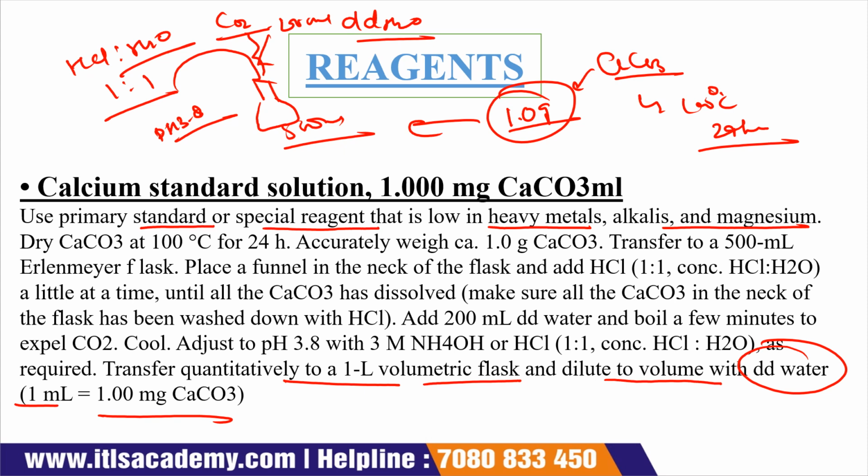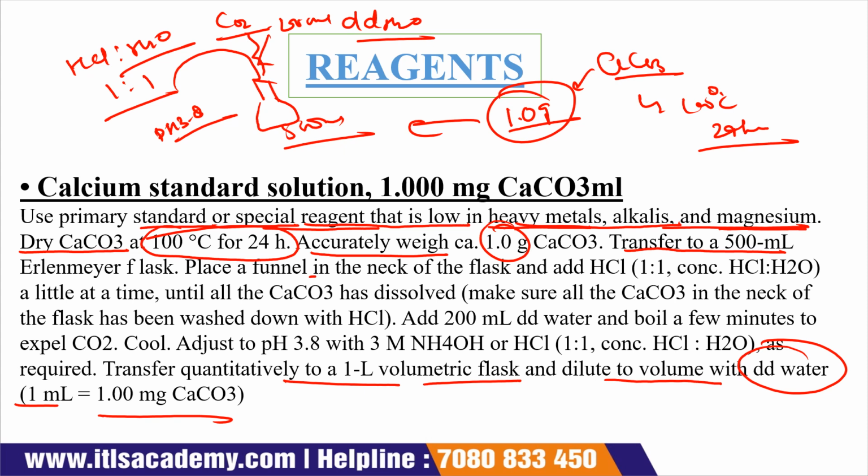Now see what is written in the slide. Use a primary standard or a special reagent that is low in heavy metals, alkali and magnesium. Dry calcium carbonate at 100 degrees Celsius for 24 hours. Accurately weigh about 1.0 gram of calcium carbonate. Transfer to a 500 ml Erlenmeyer flask.